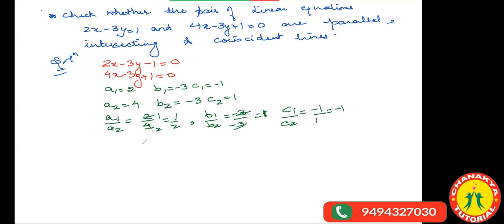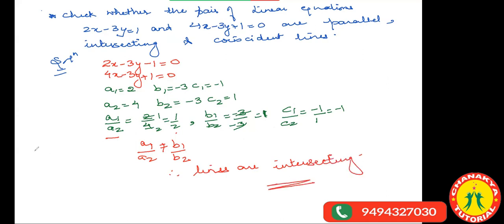Now just tell me, are A1 upon A2 and B1 upon B2 equal or not? No, ma'am. So you will write here that A1 upon A2 is not equal to B1 by B2. So if the ratios are not equal, it means the lines are intersecting.